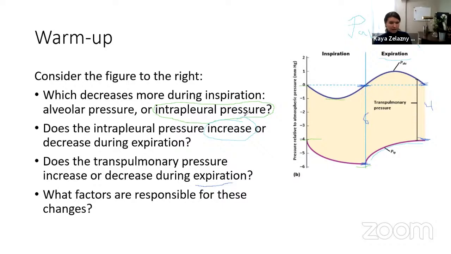If we want to think about the factors responsible for these changes in transpulmonary pressure, basically we would note that the transpulmonary pressure is responding to anything that affects pressure in the alveolus, anything that affects pressure in the interpleural space. So it's really these two factors responsible for the changes in transpulmonary pressure.